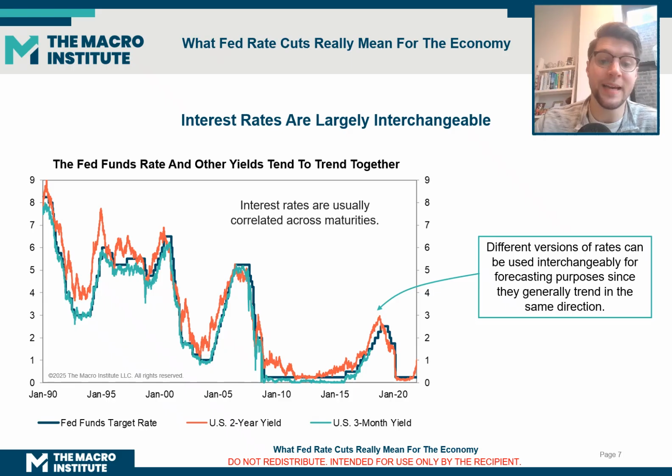The further you get out on the yield curve, the longer term maturities, they are less correlated with the federal funds rate. But generally speaking, when you're looking to forecast, you can use interest rates interchangeably. Some interest rates will have better relationships with different series, so that's why you'll see different interest rates used throughout our work. But generally speaking, this held up even during ZIRP. When the federal funds rate was pinned at zero, you still have economic forces that are moving interest rates.